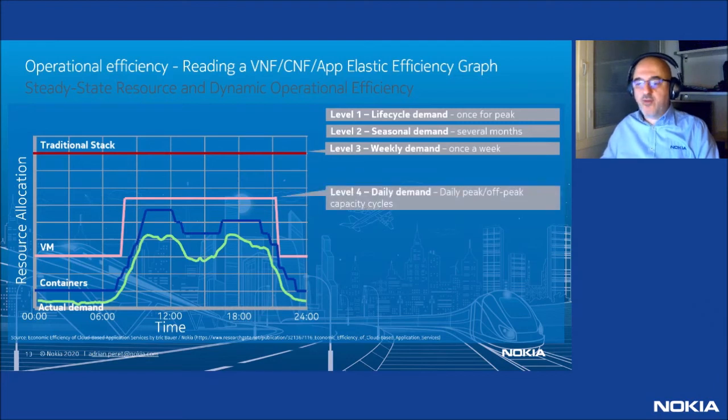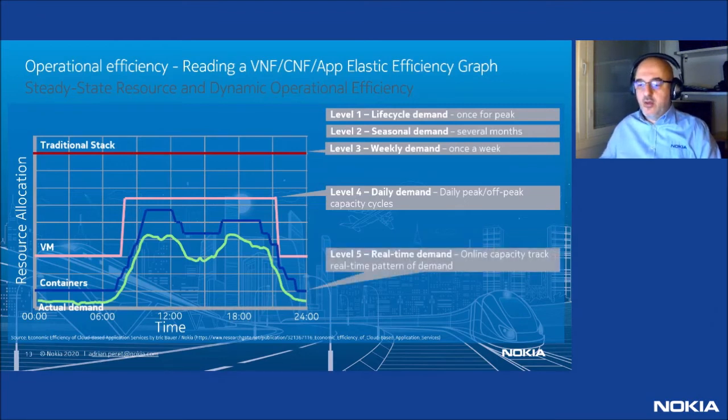And then we have level 4, daily demand. Scheduled daily peak online capacity cycles can be automatically executed to reduce capacity waste compared to level 3, weekly demand. Automation is required for this maturity level because it is too expensive and risky to manually execute twice daily capacity changes. But then we go to level 5, which is real-time demand.